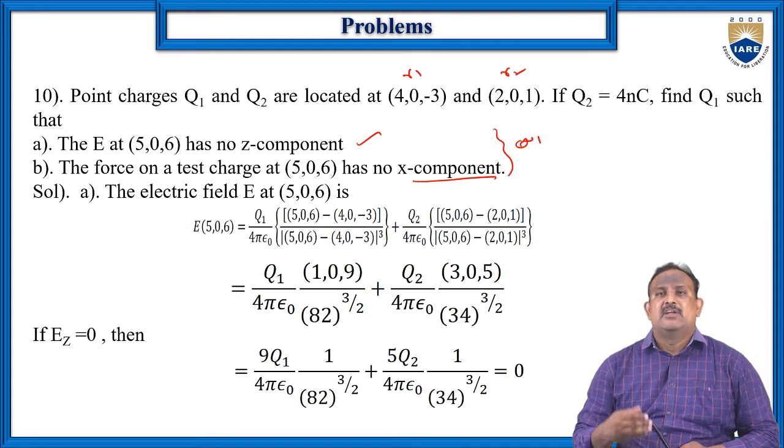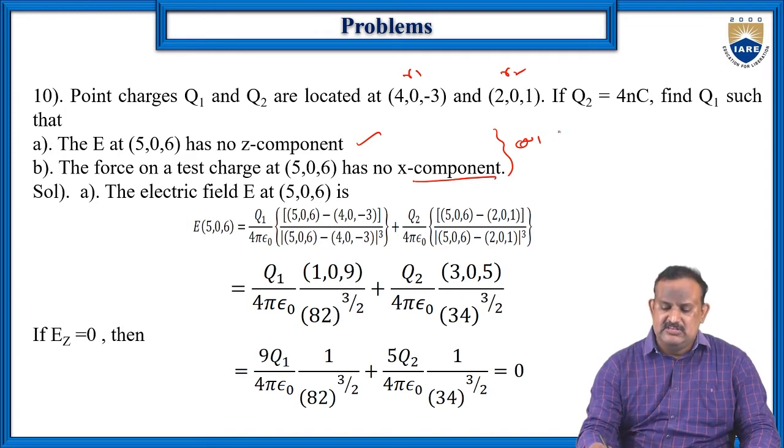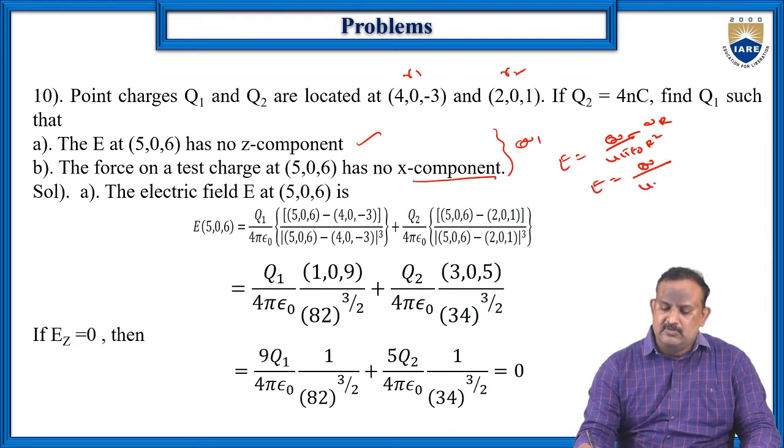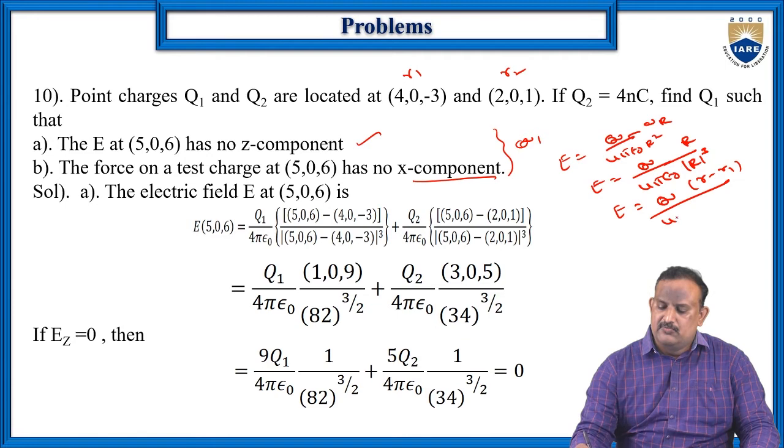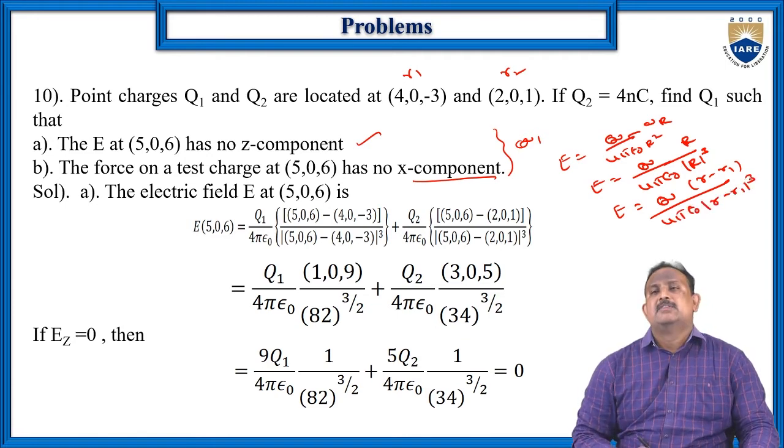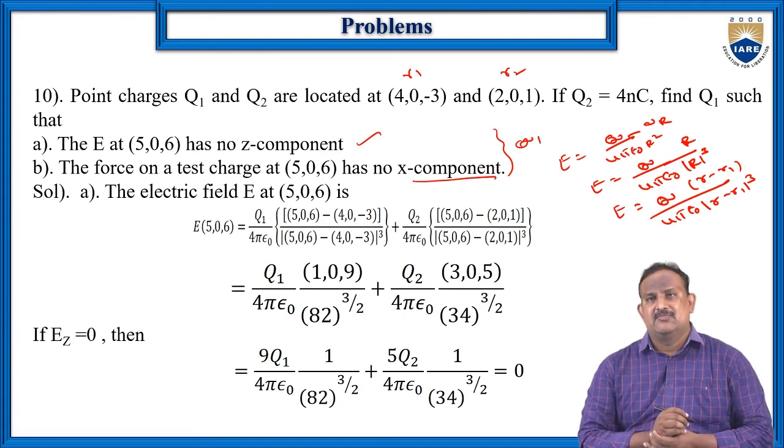The formula to find the electric field intensity, we know, is E equal to Q1 by 4 pi epsilon naught into a_R by R square, or E is equal to Q by 4 pi epsilon naught R cube into vector R. In general, E is equal to Q into (R minus R1) by 4 pi epsilon naught into modulus of (R minus R1) whole cube. So this is the general expression to find the electric field intensity.